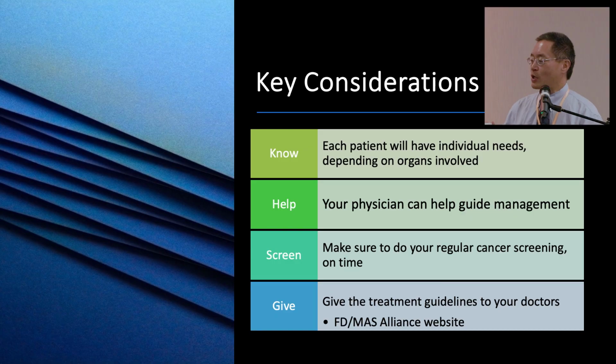You should know that each patient is individual, and depending on what's involved and how McCune-Albright's or fibrous dysplasia is affecting you, those are the things that determine what types of treatments and types of teams are going to be there. Your physicians can help guide your management. You need to make sure that you do screening, and you should always try to keep on hand those treatment guidelines that Qasim Javid and a number of other people here have really worked on carefully. Make sure those treatment guidelines are shared with your physician, because those will give you and your team a lot of information about what the next steps are and what to look out for.